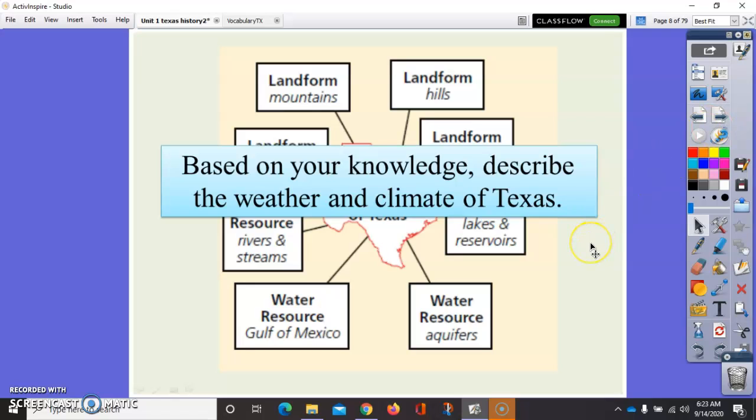Okay, so as we are going through these other maps, I want you to think about the weather and climate of Texas. So again, if we were in class, I'd be stopping and asking you guys to either discuss in your groups or as a whole, what is the weather and climate of Texas? But first, let's distinguish between weather and climate. Weather is what's going on right now. It's raining today. That's today's weather. Climate is what it's like over a long period of time.